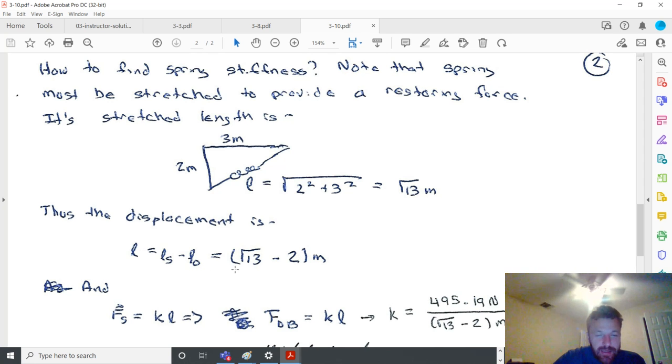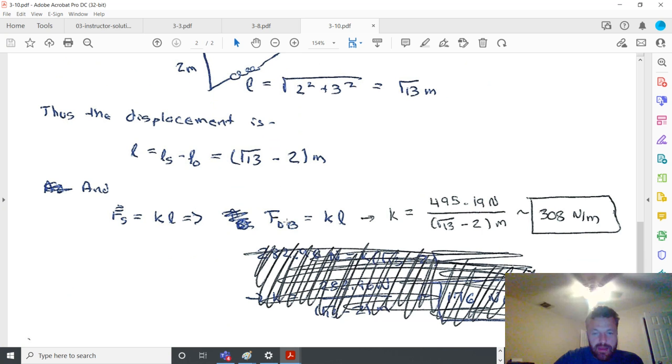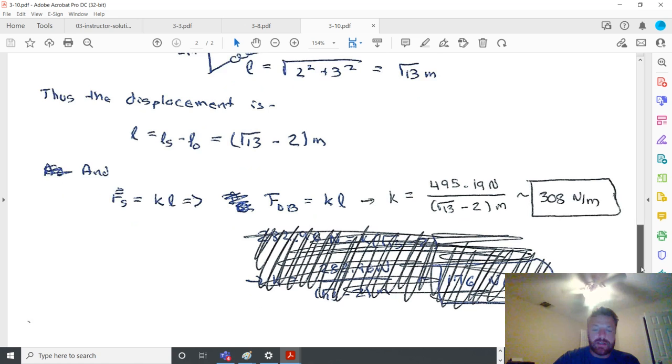So if I know how much the spring is stretched, and I know the restoring force that it's actually exerting, which I have here, I can compute the spring constant by simply dividing the restoring force by the length, which I can do. And if I make that computation, I get 308. Notice the units will be in the numerator, units of force, which is Newton, and in the denominator, units of meters. So this is in newtons per meter, as we would expect.